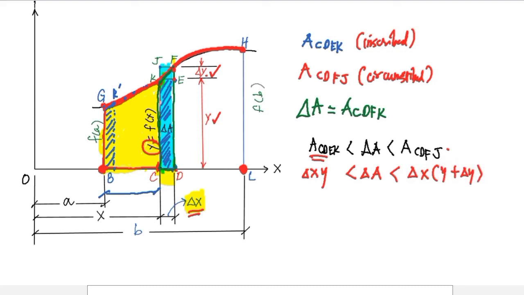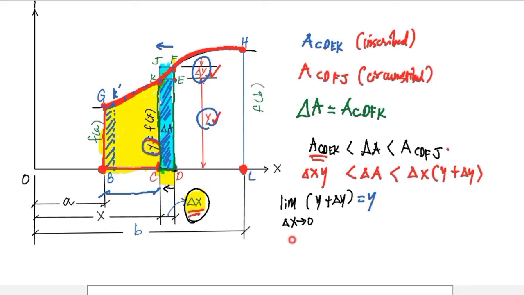Now, if we are going to take the limit of y plus delta y as delta x approaches 0, when this point D is moved to the left, delta x becomes smaller and smaller until it reaches point C. So the limiting value of y plus delta y, as it moves toward point C, becomes just y. So this is equal to y.